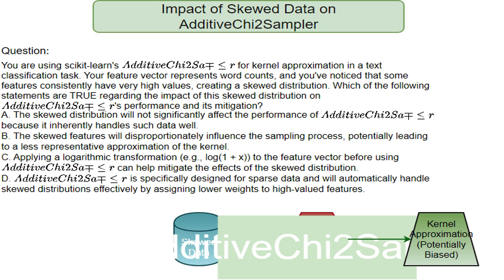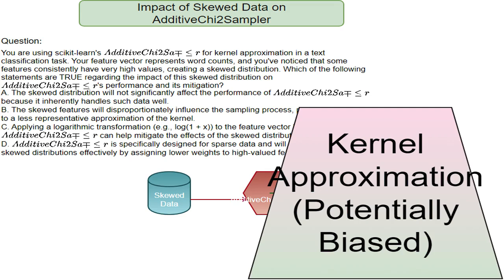It approximates the chi-squared kernel function, which is useful for measuring the similarity between different data points. The AdditiveChi2Sampler tries to create a faster, simpler version of the chi-squared kernel, but it's susceptible to bias from skewed data, potentially leading to inaccurate results.